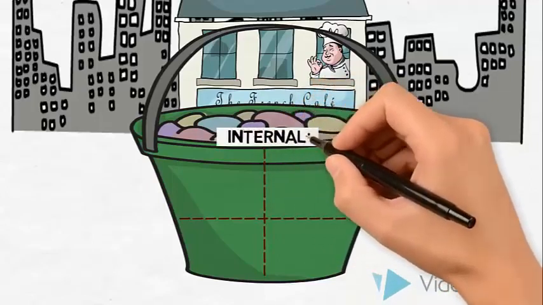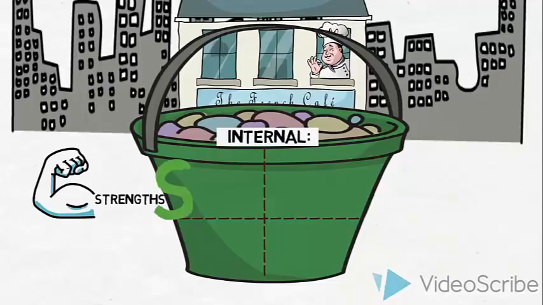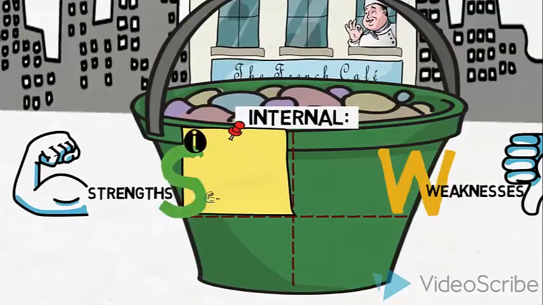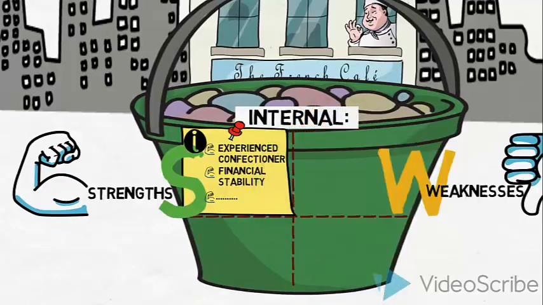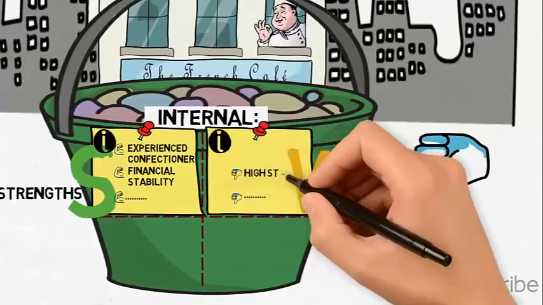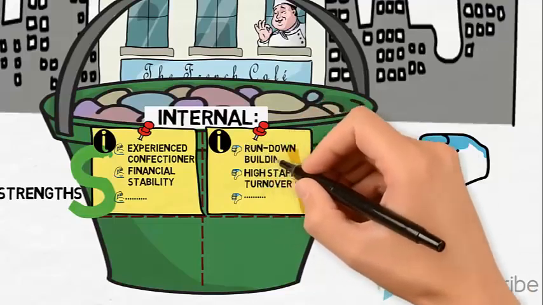Firstly, we will collect and present all the internal information that we find relevant. We will divide them into what we believe to be strengths of the French Cafe and what we believe to be their weaknesses. Let us highlight just a few of these findings. Let us start with the strengths. The analysis showed financial stability, and the confectioner is French and highly experienced, which brings great authenticity to the cafe. Some of the weaknesses revealed by the research were a high turnover of staff, which causes excessive time spent on hiring and training, and the building, it's quite run down, which shows.